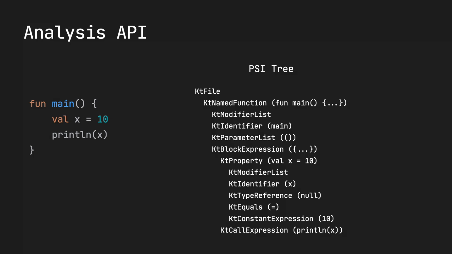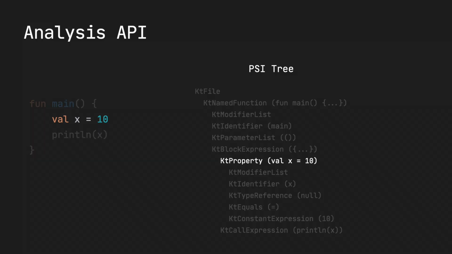So the analysis API, let's start with a very simple example. Here I have a main method with a variable x, which has a value of 10. When I create the PSI tree, it looks like this. This is the syntactic structure of it. At the root, you always have a KT file. Each of the elements are prefixed with KT. And when you look at this closely, you'll see that KT property represents my variable, but the information that it doesn't have is a type reference, which is null.